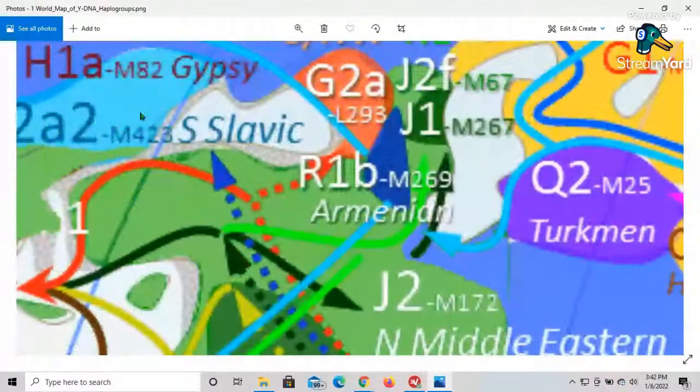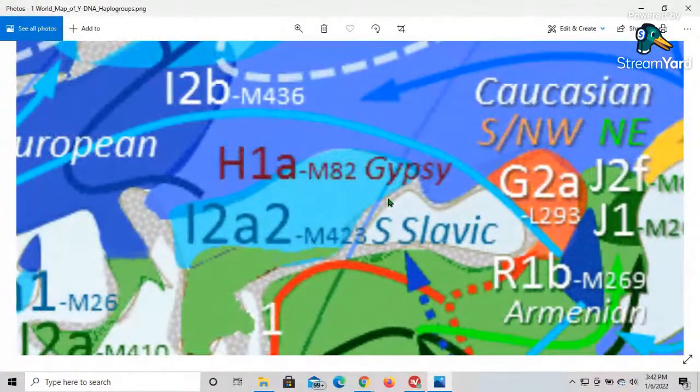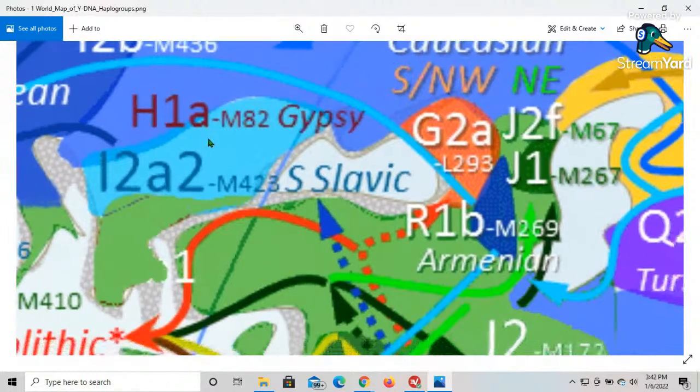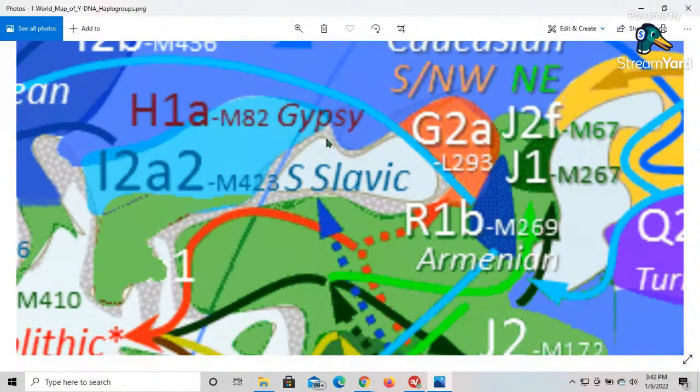up here in Europe as the Gypsy population, which is incidentally about 40% Elamite and about 30% Judaic. So they're not only Elamites, but they're Jews too. They have a history as being Jewish too. At least this population up here of Gypsy or whatever they're called.